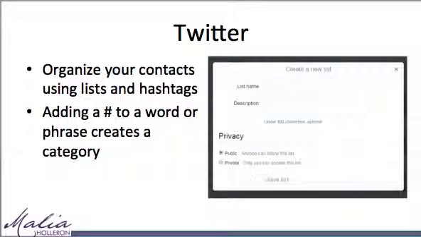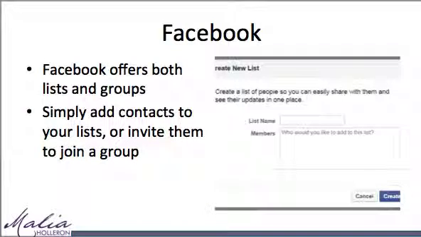So let's move on to Facebook. Facebook offers lists and groups. So your profile gives you the option of creating a list. It's right next to your news feed on the left side. All you have to do is scroll down the left-hand menu, click on Friends. Next to Friends, you'll see the word More. You may have to click on More. And on the top, you'll see a link that says Create a List.